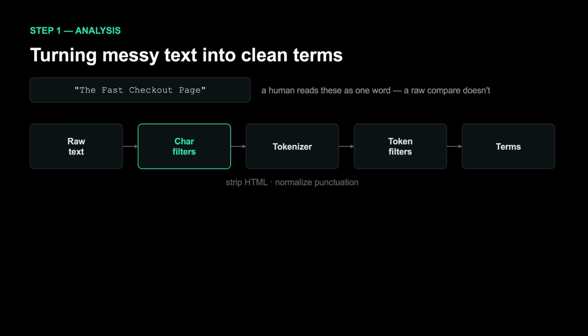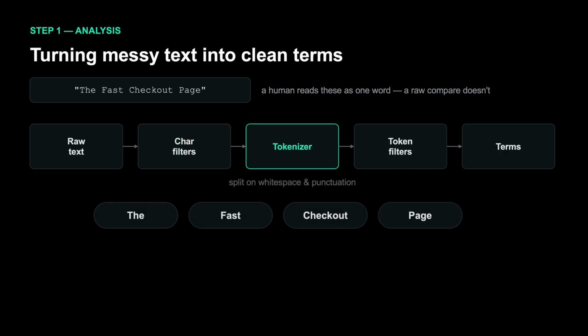First, character filters clean the raw text: strip HTML, normalize punctuation. Then the tokenizer breaks the stream into tokens, splitting on whitespace and punctuation. "The fast checkout page" becomes four tokens: the, fast, checkout, page, as separate words.